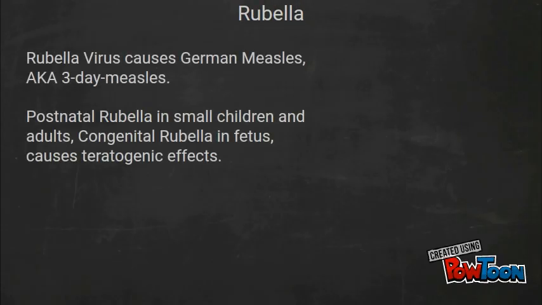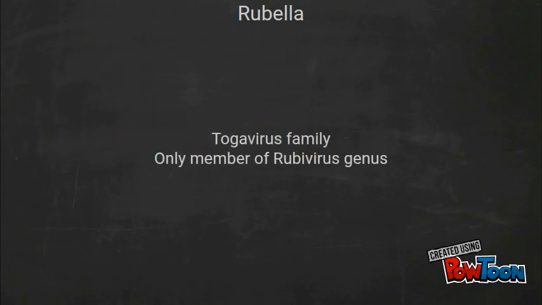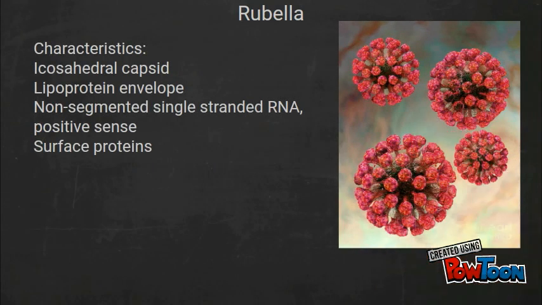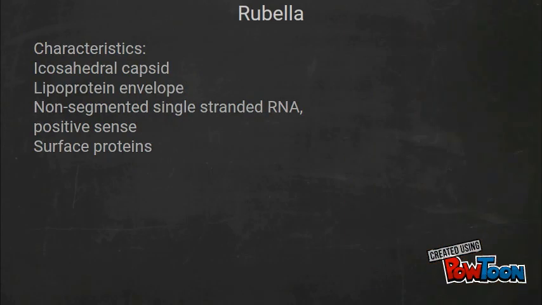Rubella, the third in MMR, is also known as German measles or 3-day measles. Though mild in adults, congenital rubella is where the danger lies. Some characteristics of rubella are its icosahedral capsid, lipoprotein envelope, and non-segmented single-stranded RNA of the positive sense.